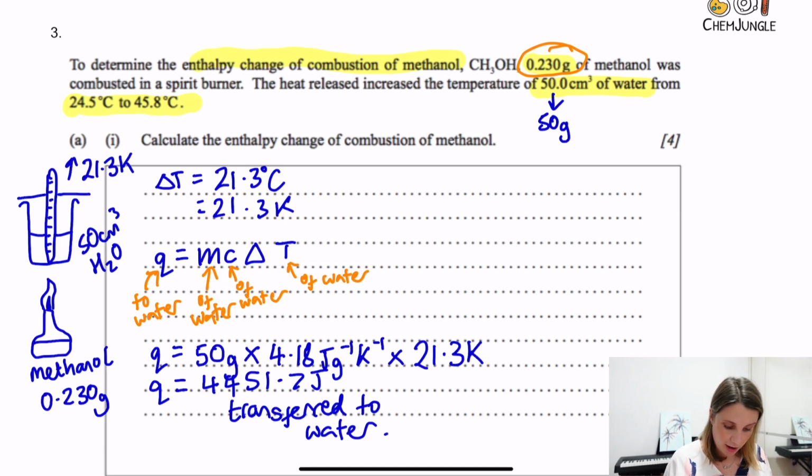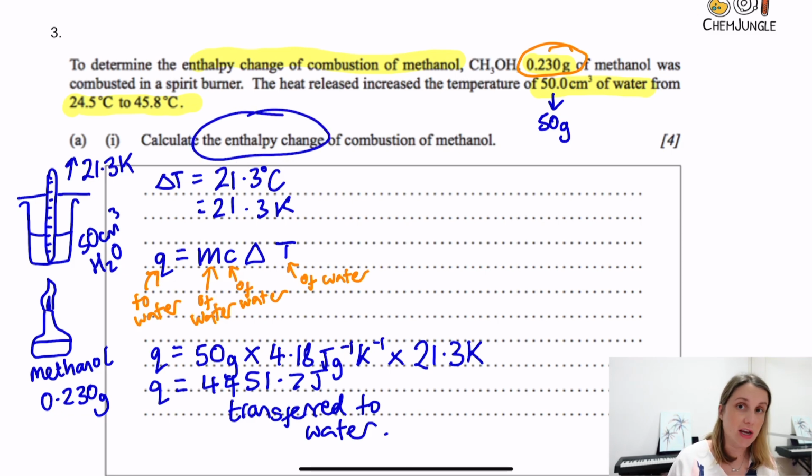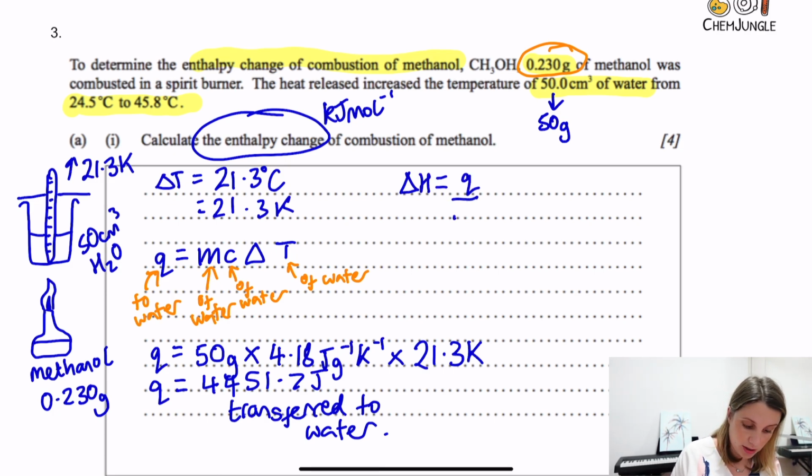Okay, so we're kind of halfway there, but they want an enthalpy change. They don't want the heat energy transferred. Enthalpy change, remember, is normally measured in kilojoules per mole. So I'm going to need to make some changes here first. So enthalpy change, delta H, equals your Q divided by the moles.